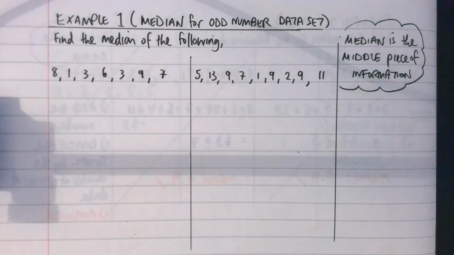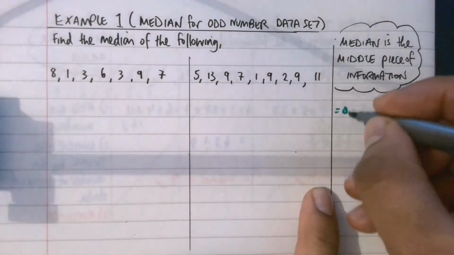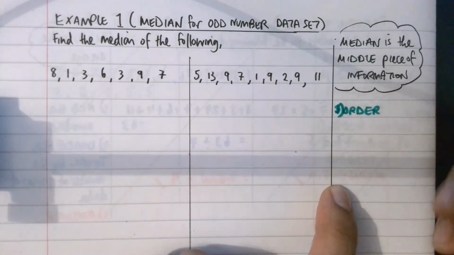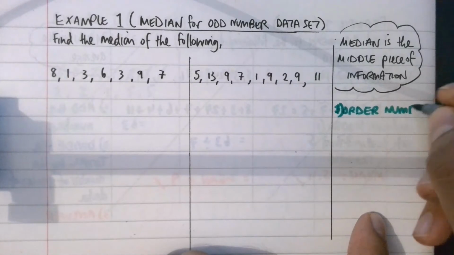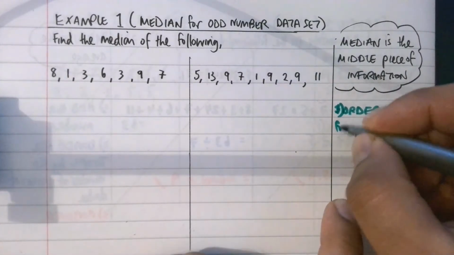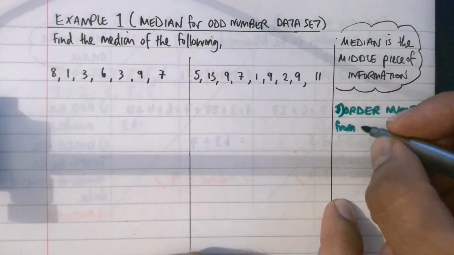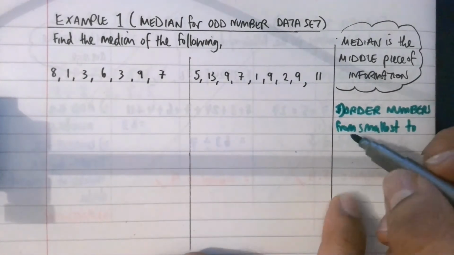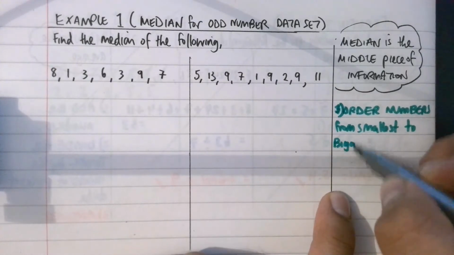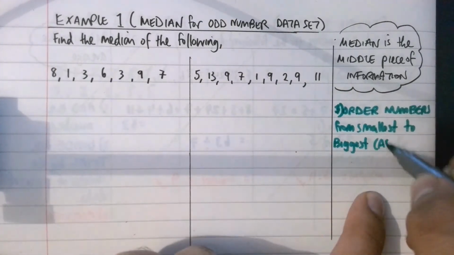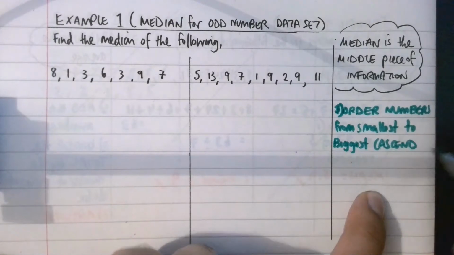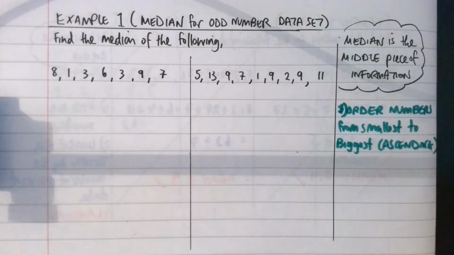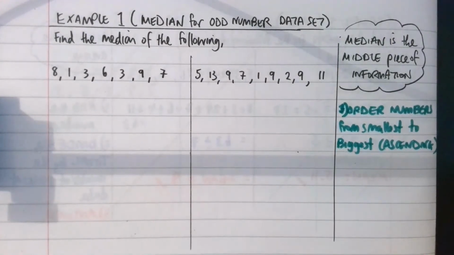Our first step when we're dealing with any sort of data is to order the data. That's going to be our first step, just to order it in ascending order, that is from smallest to biggest. Okay, so all the numbers from smallest to biggest, that's ascending order. That's important. Without doing that, your answer is not going to be correct. You might get lucky at times, but to be right 100% of the time, we need to write or list out the numbers in order from smallest to biggest, which is ascending order.